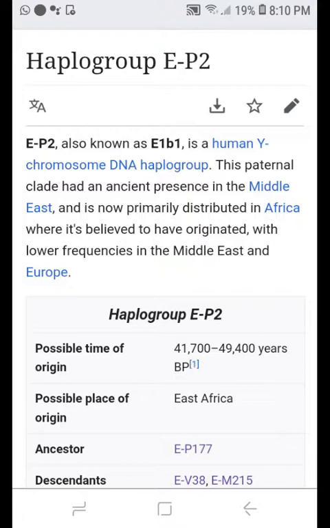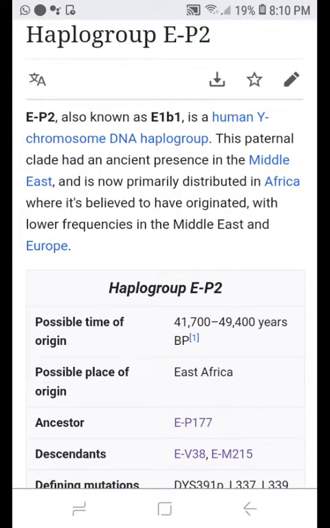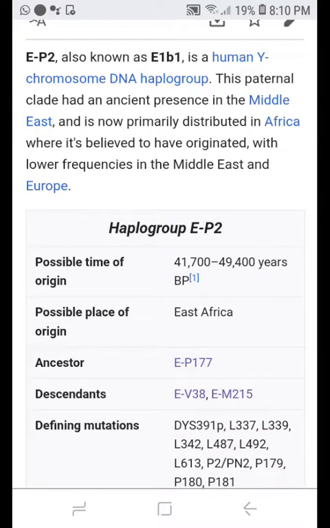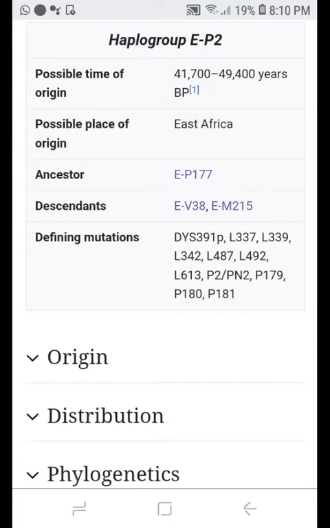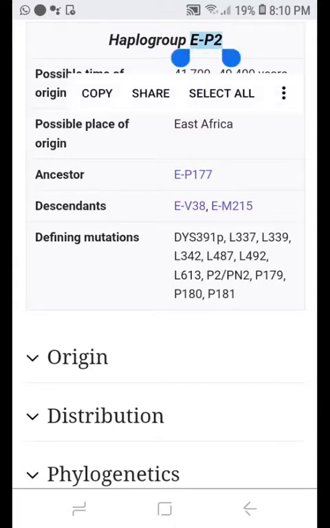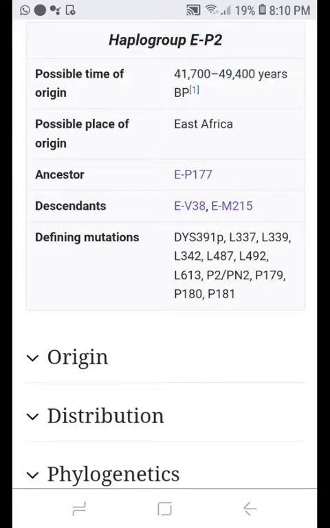Yeah, so in the Middle East, it isn't us who is in the Middle East, but when they say E1b1, this is actually talking about our brother. And I'll prove this to you right quick. What I'm going to do is tap into this at the bottom here, where we see haplogroup right on top here. It says E1. It says EP2 right there, right? That's another name for E1b1.